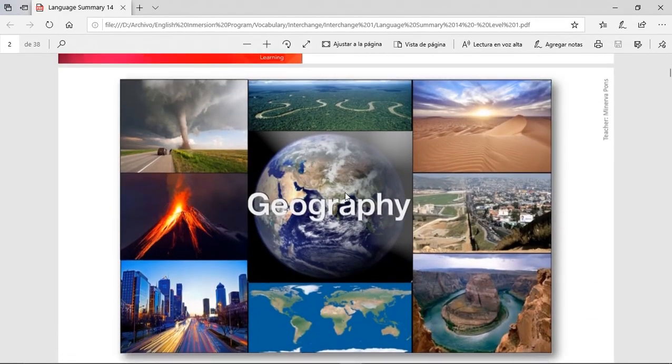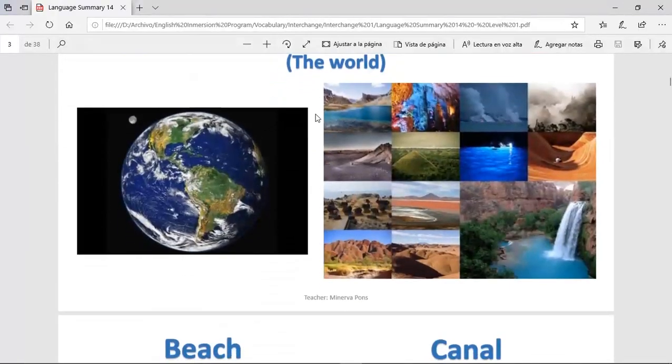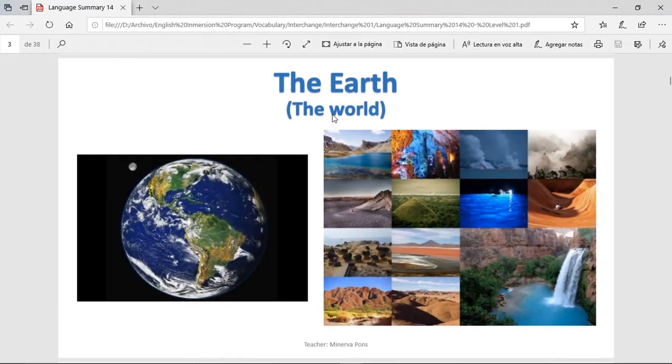Today we're going to be talking about geography. Geography is the science that studies all of the things related to the surface of Earth, like all of the places that we can find in our planet. Okay? So we have the Earth or the world. The planet Earth, this is the name for our planet. And for us, this is the world. Okay?